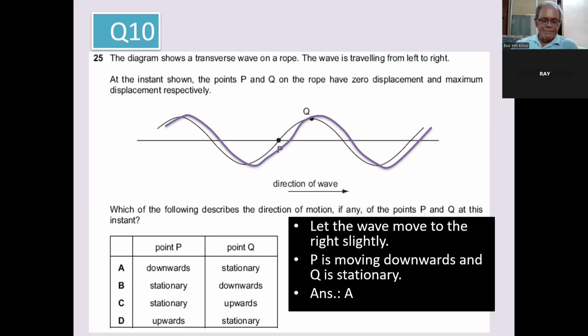What's the problem? I don't understand the question. The question is they want to know P and Q. Which of the following describes the direction of motion, if any, of points P and Q at this instant. When the wave is passing through P and Q, where is it moving? It's going to move downwards. Let it displace. It is here. After that, it will be going there. That means moving downwards. Whereas Q is stationary. It's at the highest point. It's oscillating up and down. So at the maximum point, it's stationary.